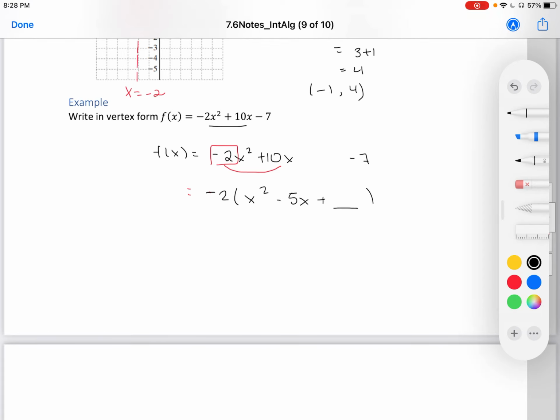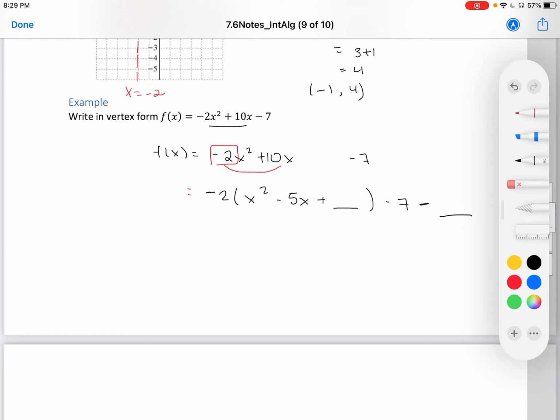And then we're going to add a number. And then we have minus 7. Since we added it, now we subtract. So it's plus and minus. So we're going to add and subtract, that way we don't lose the balance of our equation.